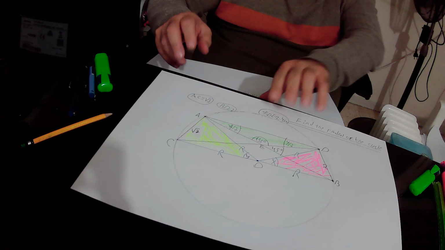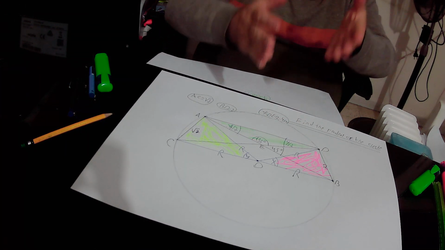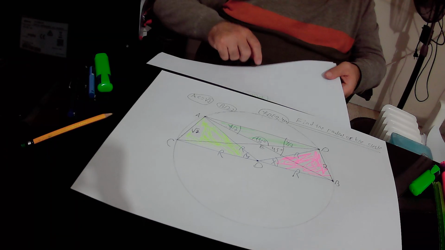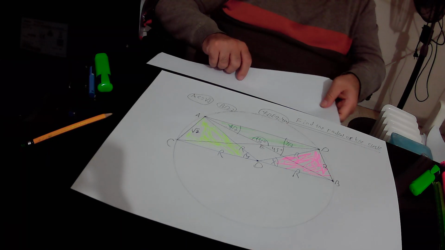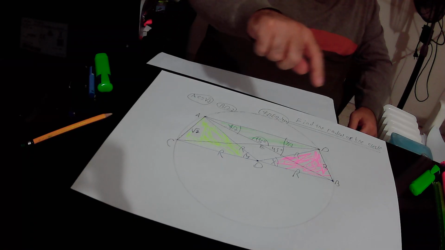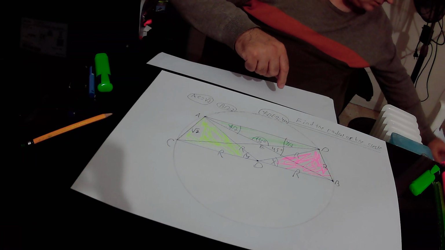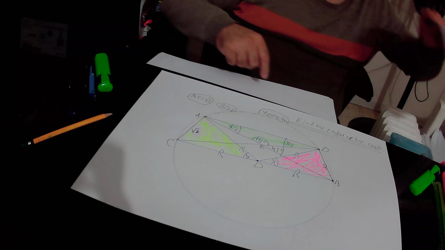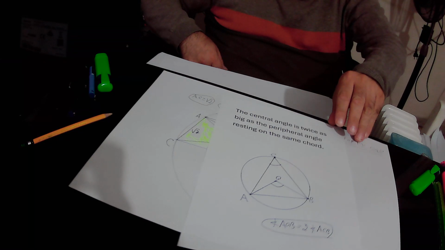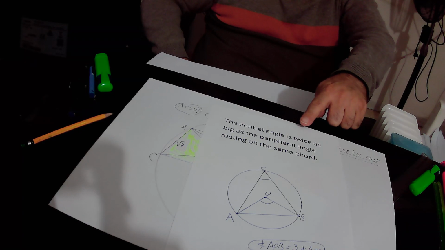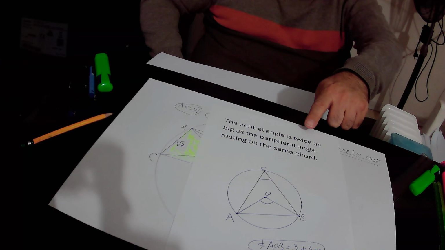In this lecture, we found out the radius of this circle. Okay, we actually used 2 rules in order to find out the radius of this circle. We have rule number 1 that states that the central angle is twice as big as the peripheral angle resting on the same chord.